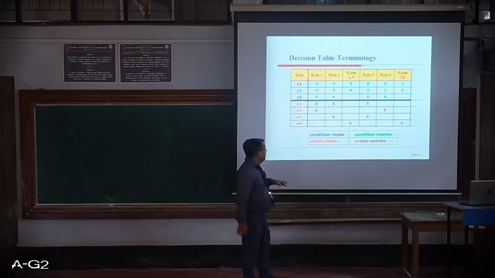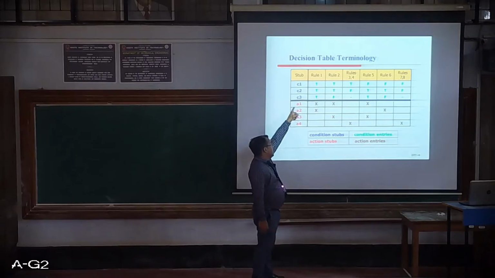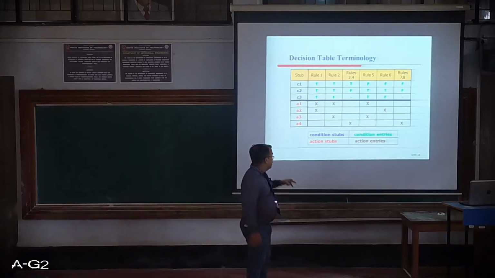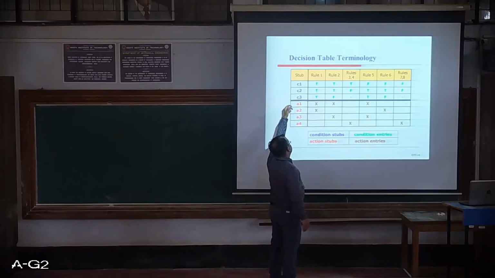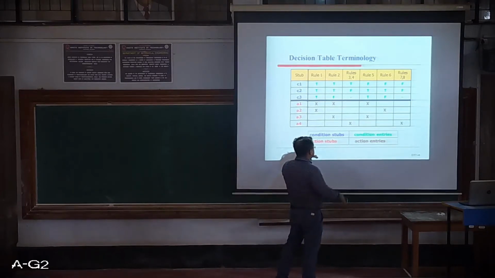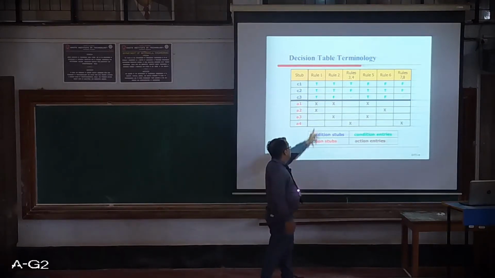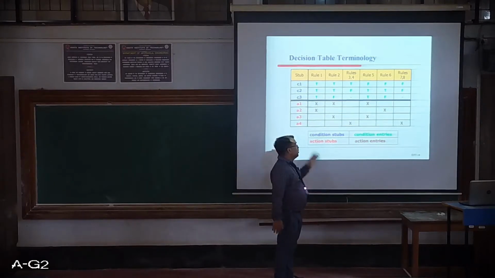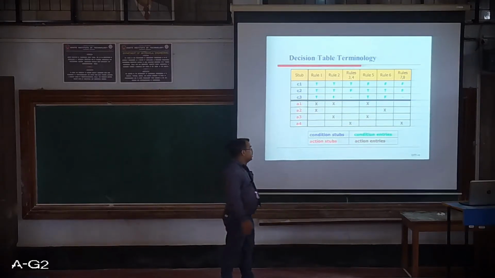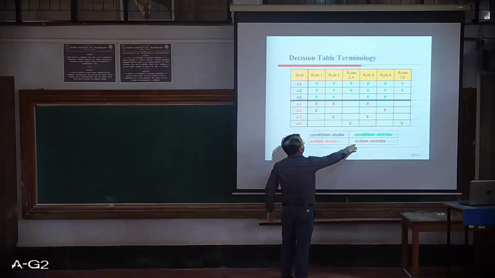Here are the action stubs. These are the different actions that can arise for different input combinations of the condition entries. The different actions are cited here as 1, 2, 3, 4, and are shown in red to differentiate them. For those actions, which action needs to be taken is shown on this side of the decision table, in brown. These are the action entries.